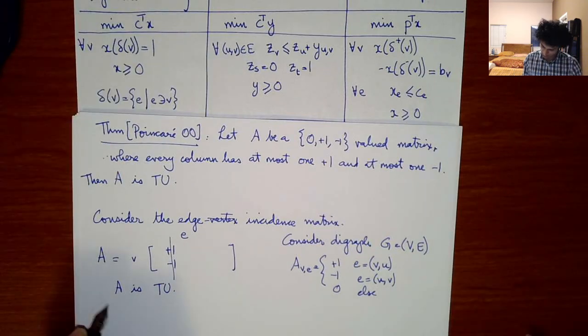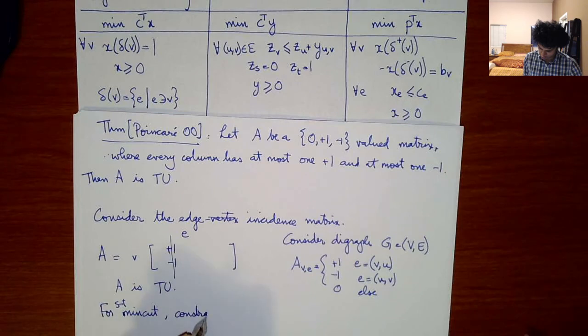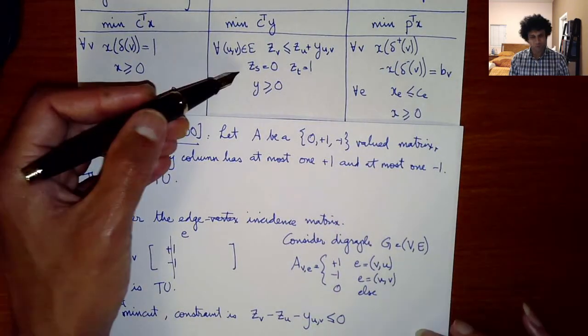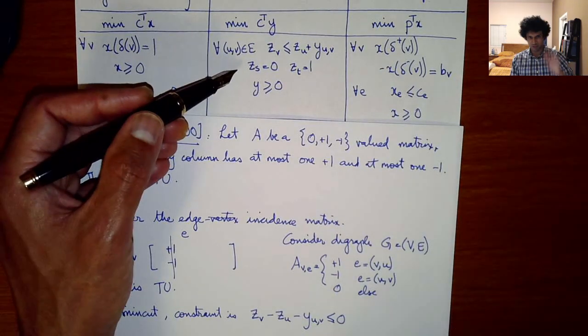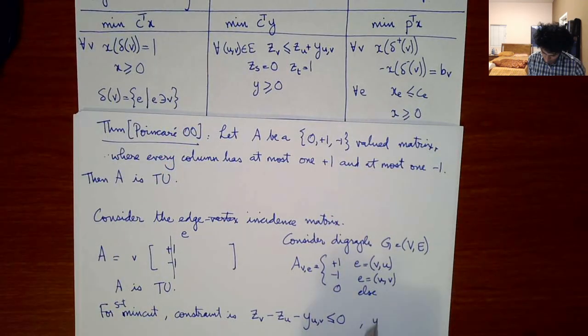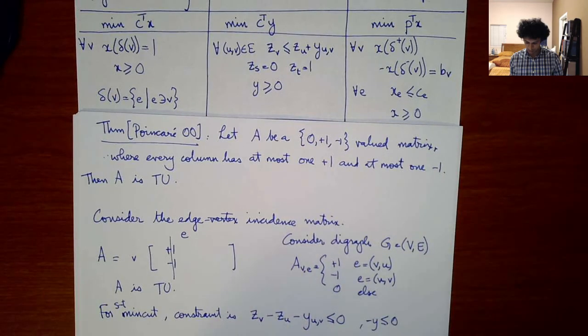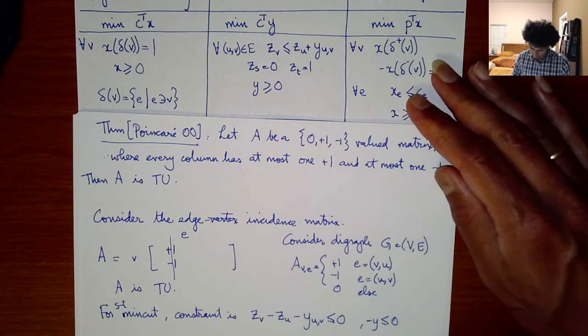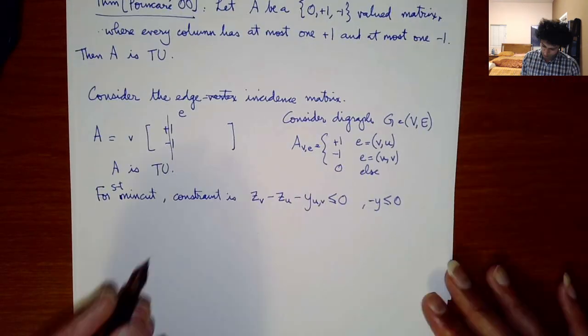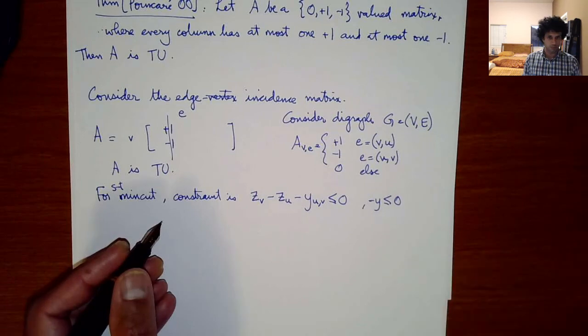Okay, so let's just write this out over here. So for the min cut, this is really the s-t min cut, the constraint is Z_V minus Z_U minus Y_UV is less than or equal to 0. We can just put constants for Z_S and Z_T, so I'm not going to take care of them separately. And then we have some non-negativity constraints for the Y's. The Z's, of course, are arbitrary. So let us write out what this matrix is going to be, and we'll basically get something like the transpose of A.